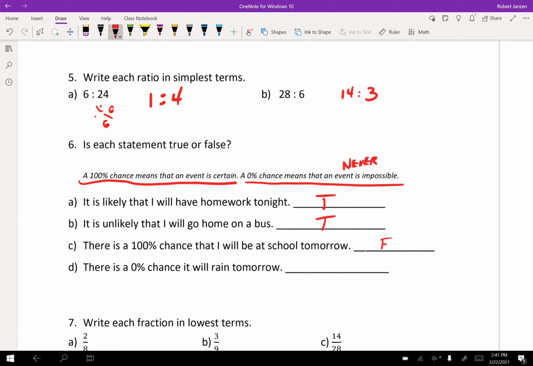Is there 0% chance of rain tomorrow? Well, this is hard. I'm making the video a few days early, so I don't know. But if we, is there ever a day where it says it's 0% chance of rain? I think some days. Maybe we'll put false here because there's always a chance of rain, I guess.